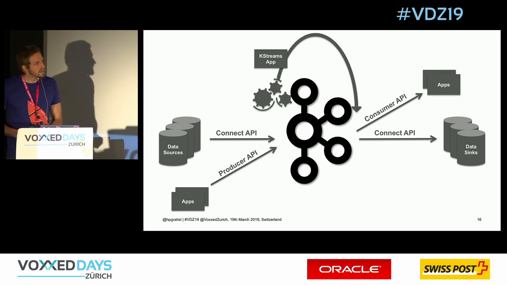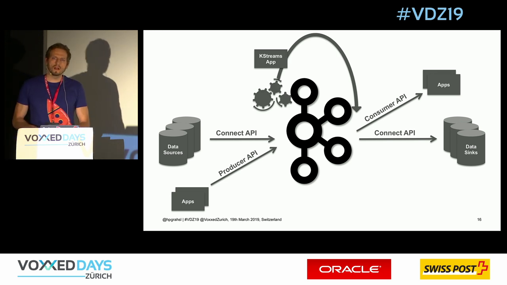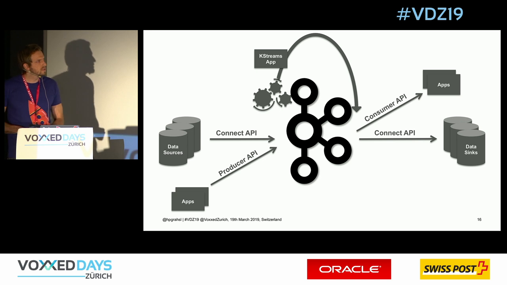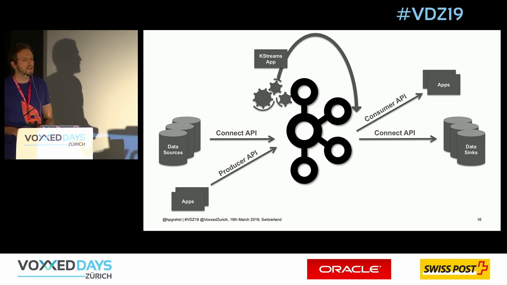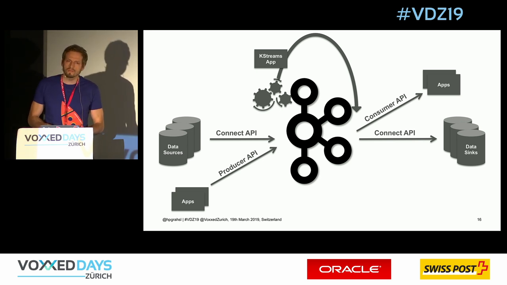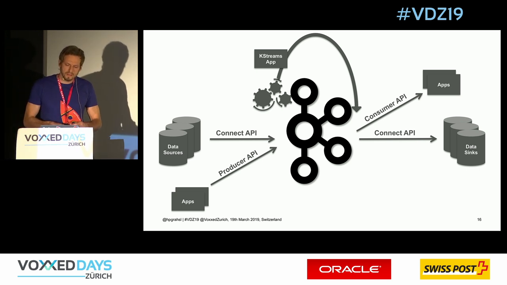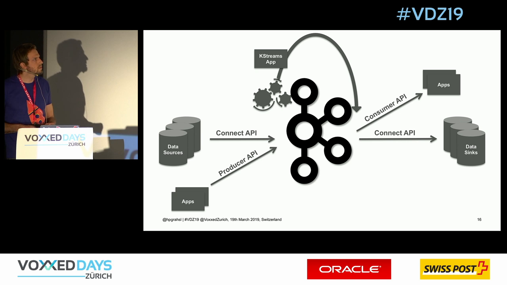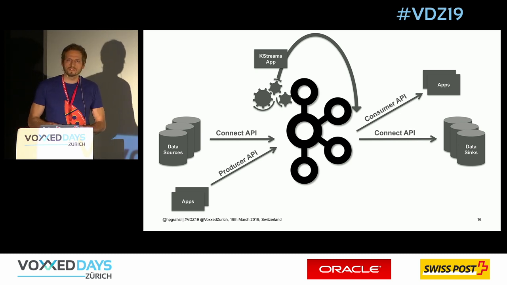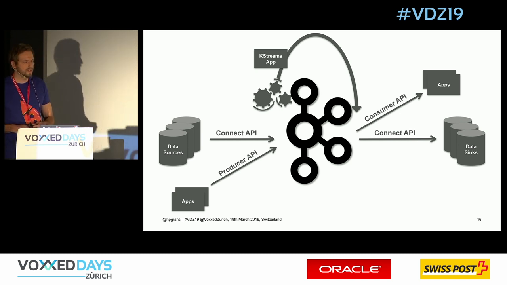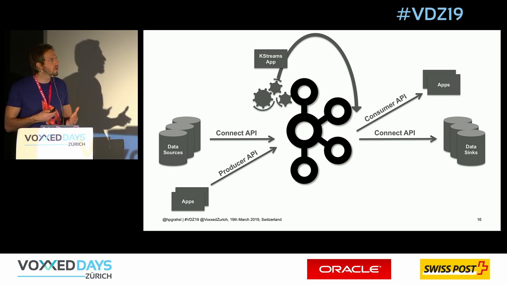Then, of course, stream processing. There was this idea to allow lightweight stream processing applications, and there's the Kafka Streams API for that. It allows us, just by including another dependency into our Java application typically, to build stream processing applications based on the data that is flowing through Kafka.